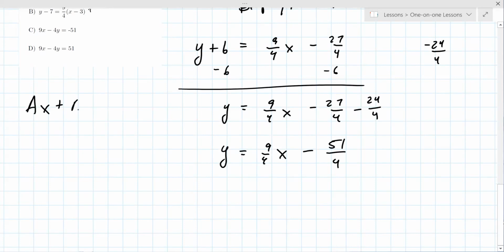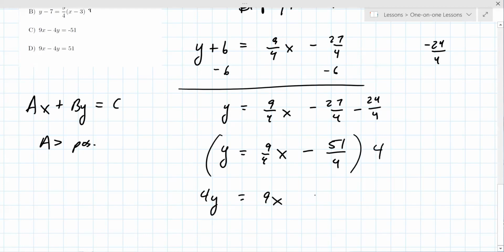It is ax plus by equals c. A is always positive. So go ahead and solve that or get that on one side. You're going to want to clear the fractions. You're going to multiply everything by 4. 4y equals 9x minus 51.